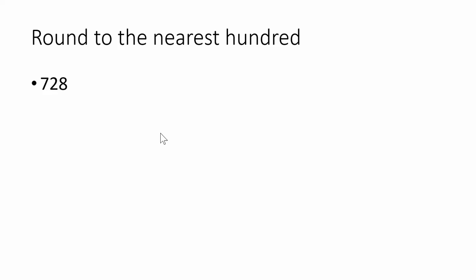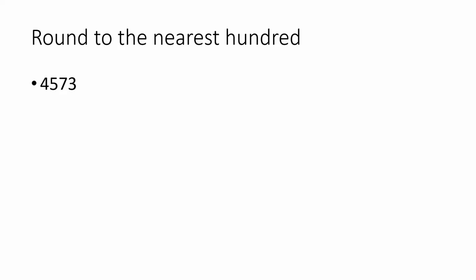Let's round 728 to the nearest hundred. The 7 is in the hundreds place, so the number we have to look at is in the tens place. That's the 2. If there is a 2 in the tens place, that means we're going to slide back to our previous valley. 728 would round to 700. This is because 728 is closer to 700 than it is to 800.